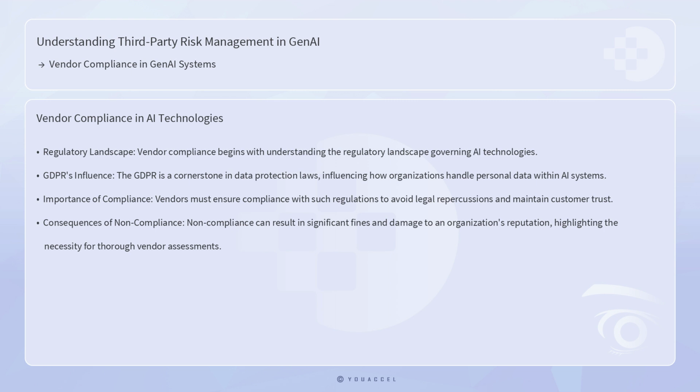The European Union's General Data Protection Regulation is a cornerstone in data protection laws, influencing how organizations handle personal data within AI systems. Vendors must ensure compliance with such regulations to avoid legal repercussions and maintain customer trust. The GDPR mandates that organizations implement measures to protect data privacy, requiring vendors to adhere to stringent data processing standards. Non-compliance can result in significant fines and damage to an organization's reputation, highlighting the necessity for thorough vendor assessments.